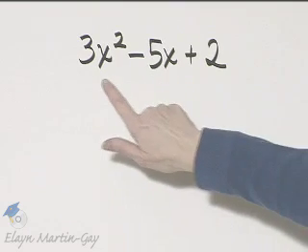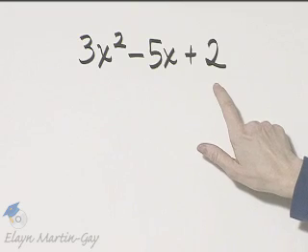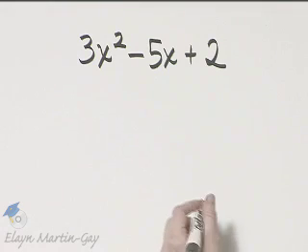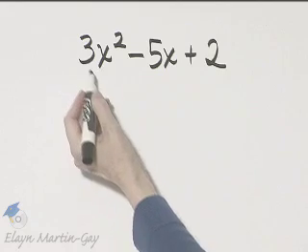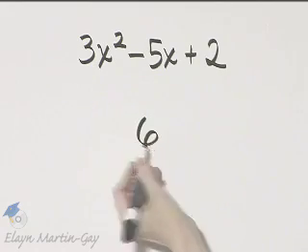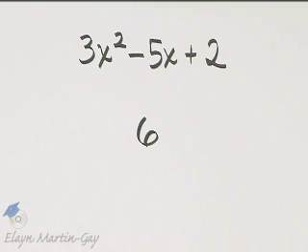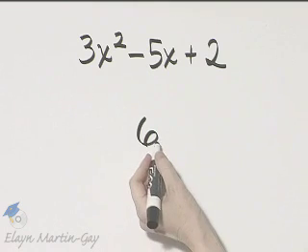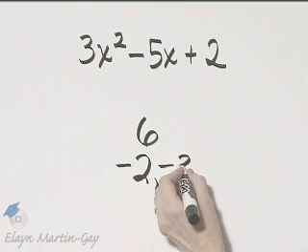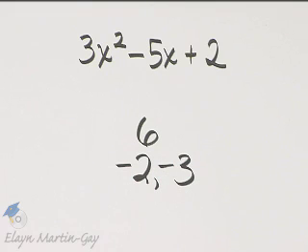What's the first step in factoring? Remember, it's looking for a common factor. There is none, so now let's factor by the AC or grouping method. I'm looking for two numbers whose product is 3 times 2 or 6 and whose sum is -5. Two numbers whose product is 6 and whose sum is -5. That would be -2 and -3.